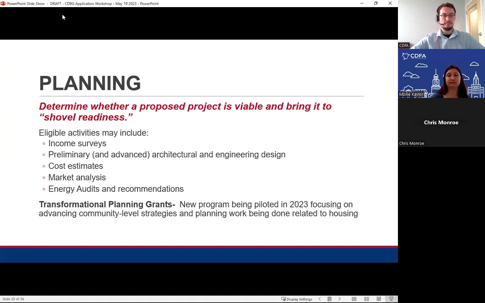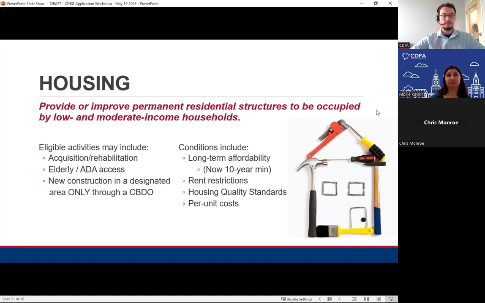The next activity, one of our programs that's coming up with the application deadline in July, which we'll talk more about in a bit, is our housing program. And our housing program, as the name implies, funds housing activities.